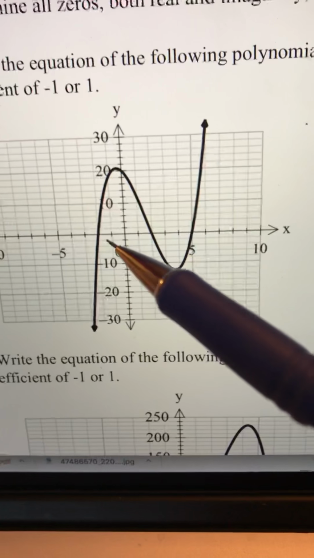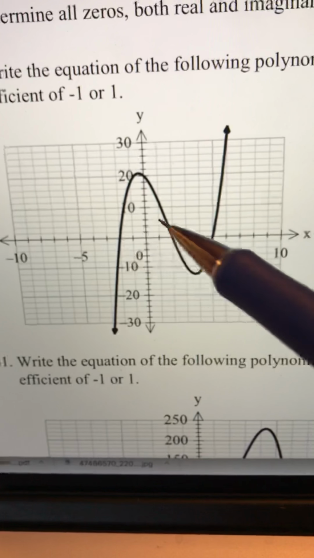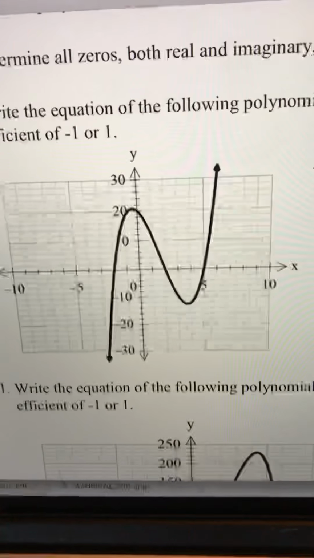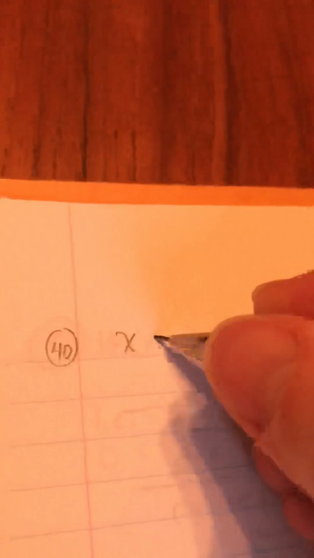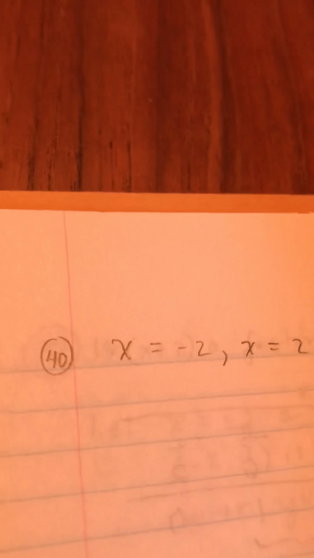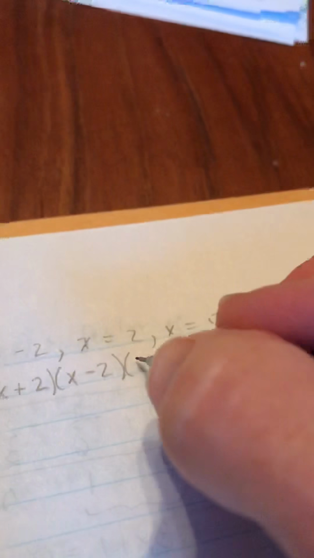So the x-intercepts look like -2, +2, and +5. So those are the real zeros. X equals -2, x equals +2, and x equals +5. So the factors that would correspond to those zeros would be x plus 2, because if you set that equal to 0, you get x equals -2. X minus 2, setting that equal to 0 would give you x equals 2.